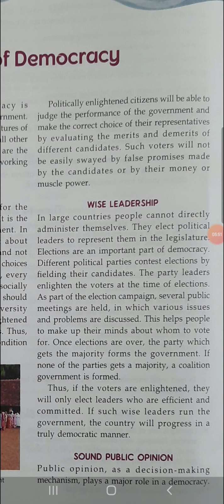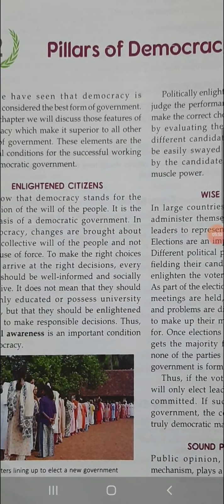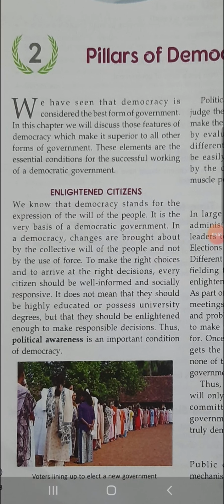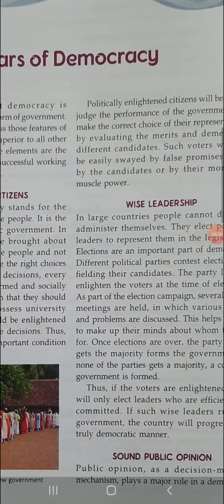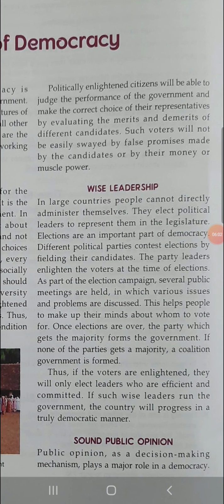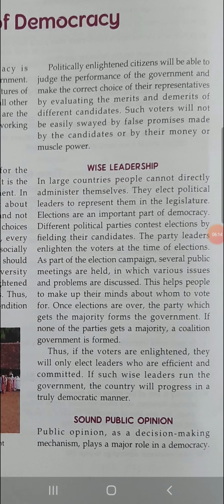Okay, this is the reason every common person should be enlightened. So the first pillar of democracy is the enlightened citizen. Common people should be informed. Political awareness should be there in the common people in order to have a proper government. Next is wise leadership.